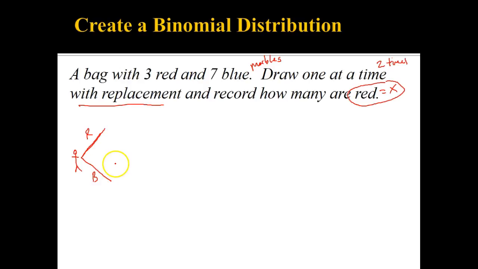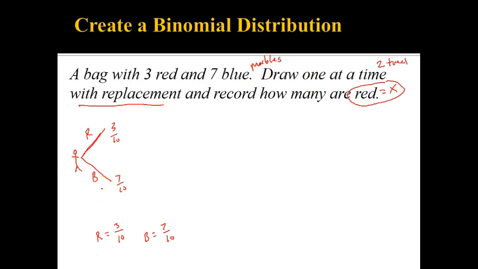Now each outcome has its own probability. And you remember how to set up probabilities. Probability of red in each case is going to be 3 out of the total number of marbles, which is 10. 3 plus 7 is 10. And the probability for blue is going to be 7 out of 10. So the probability of drawing the red is 3 out of 10. The probability of drawing the blue is 7 out of 10.